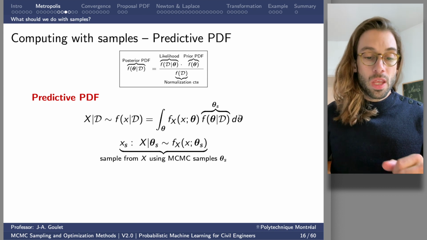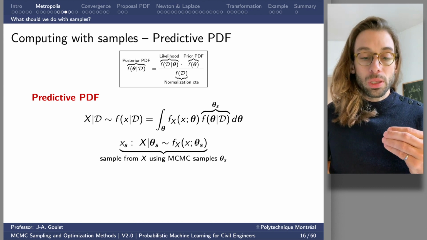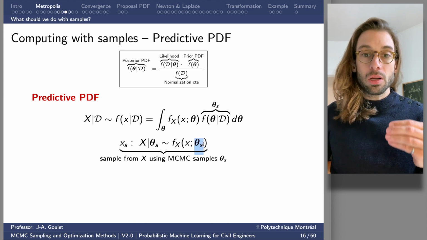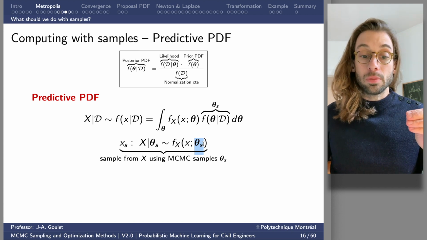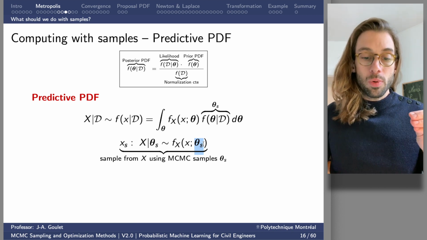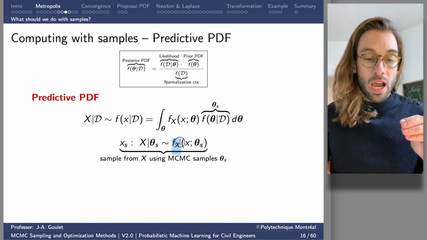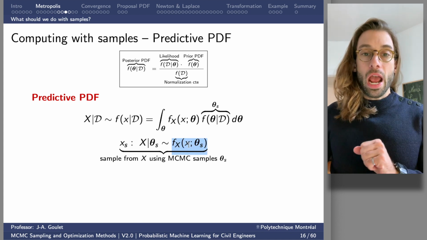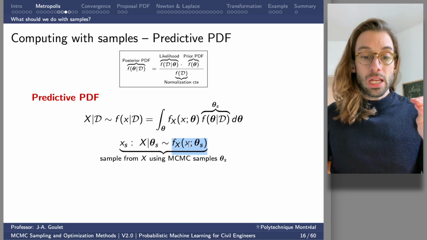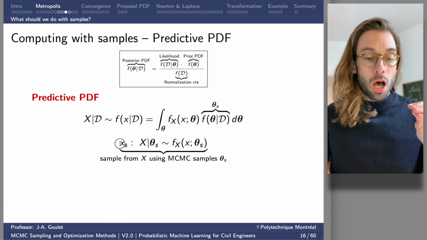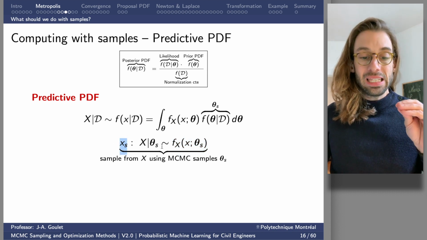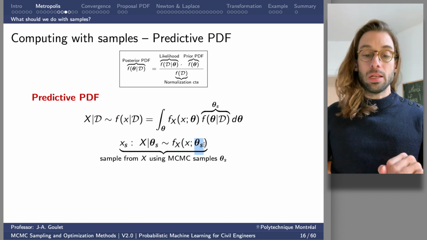So how are we going to do it? For each sample theta s we have, these are samples from our parameter thetas, we're going to use each of those samples to define our PDF for x. And then for each instance, I'm going to draw a realization xs from that PDF, using a specific value theta s.